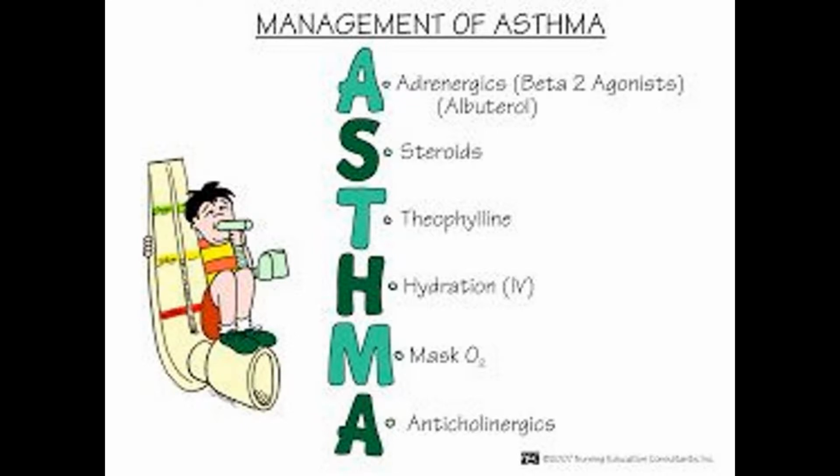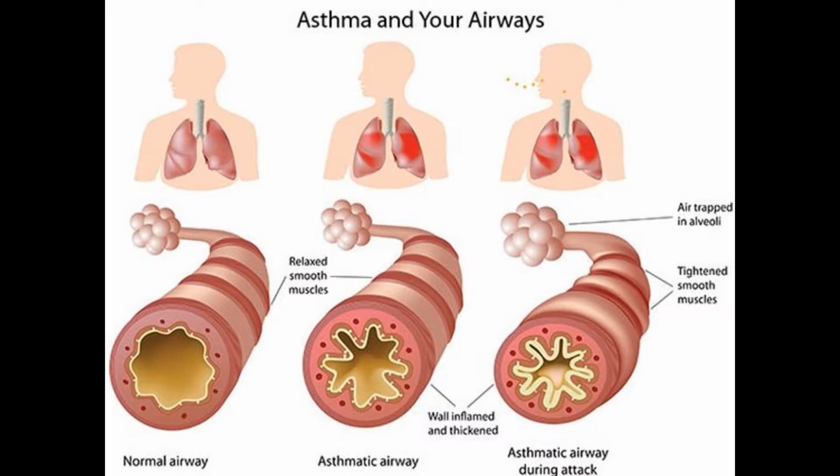This is a fun slide. Shows you some asthma management. It gives you a mnemonic that helps you remember the management of asthma. So the A for asthma means adrenergics. An example is albuterol. The S means steroids, T for theophylline, H for hydration, M for mask oxygen, and A for anticholinergics. So that's an easy way to remember how to treat and manage asthma.